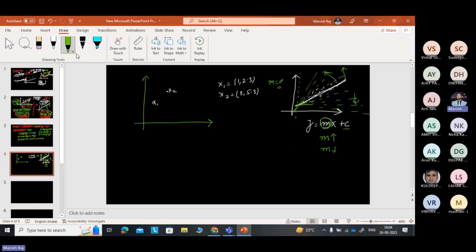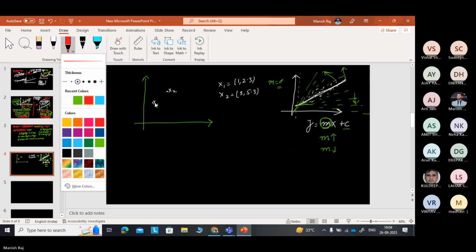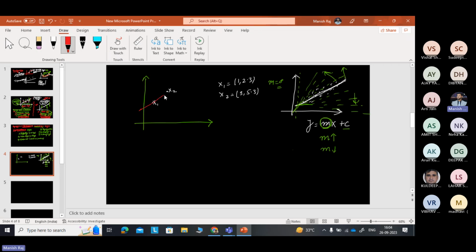So what model can we get from this? Anyone can tell me? There are two points, so what should the model be? You can say, sir, if we have only 2 points, the equation will be y is equal to mx plus c. Because there are 2 points, you can directly find this m and c value. So here it is y is equal to 1.5x plus 0.8.